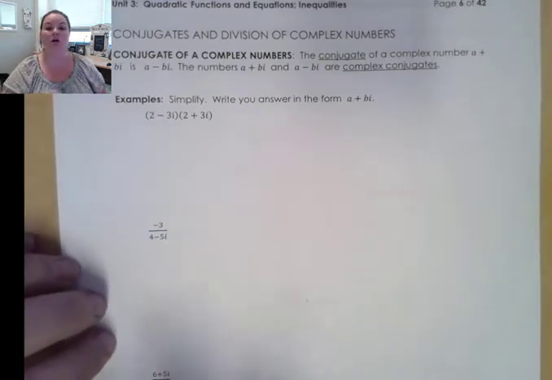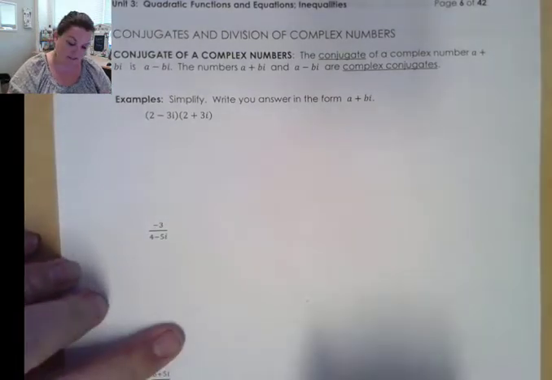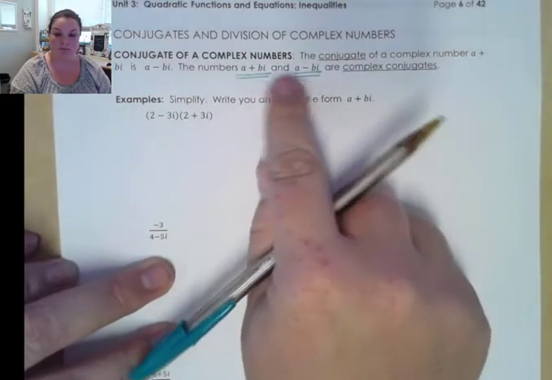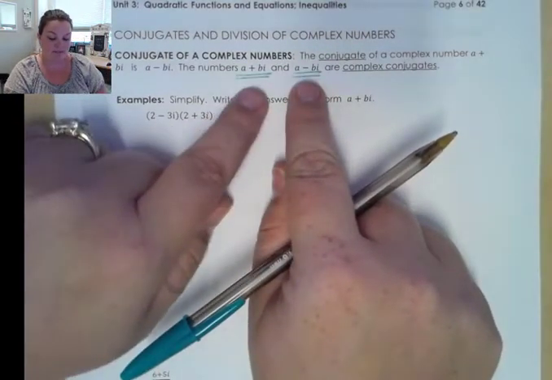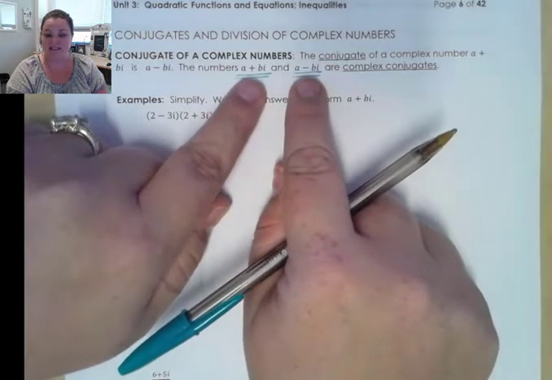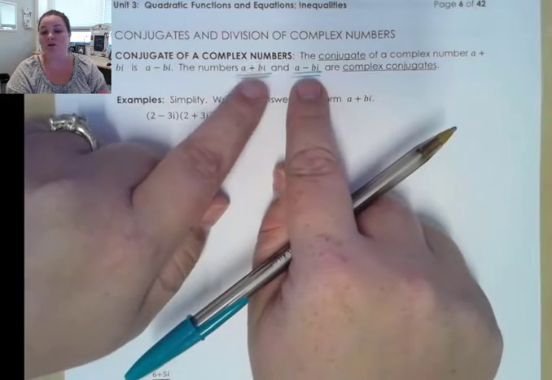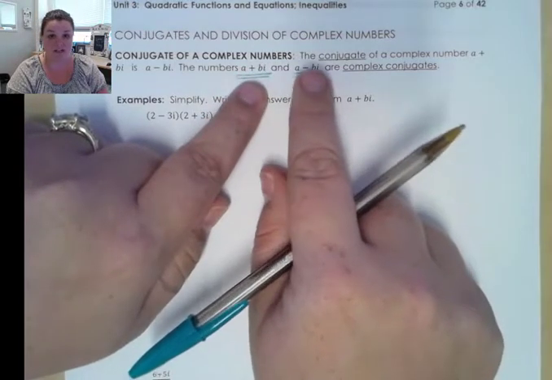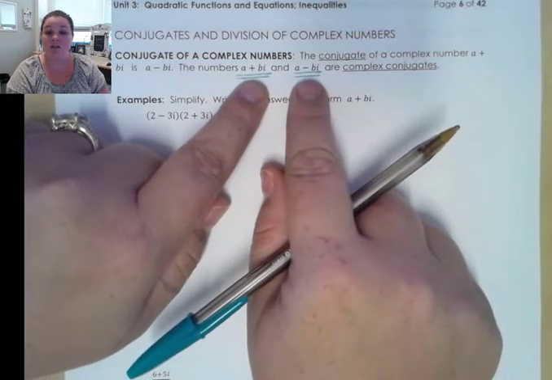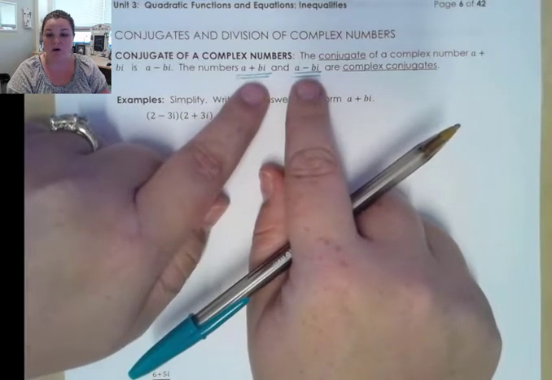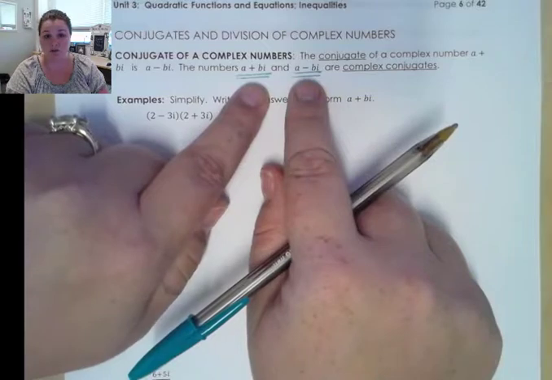We have what's called complex conjugates. And notice the only difference between these two complex numbers, or the complex number and its conjugate, is the sign in the middle. And the reason that we like this is because if we multiply a complex number times its conjugate number, all of our i's will cancel out. Okay, so I just want to show you how that works, and then we'll show you how we're going to apply it to our division.